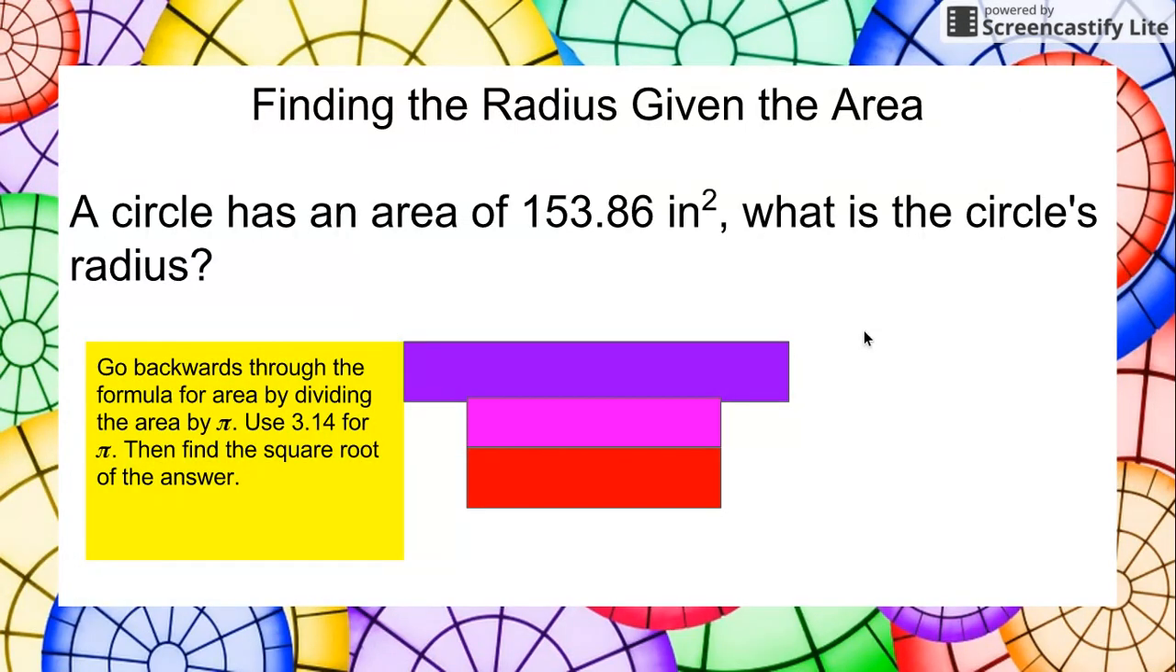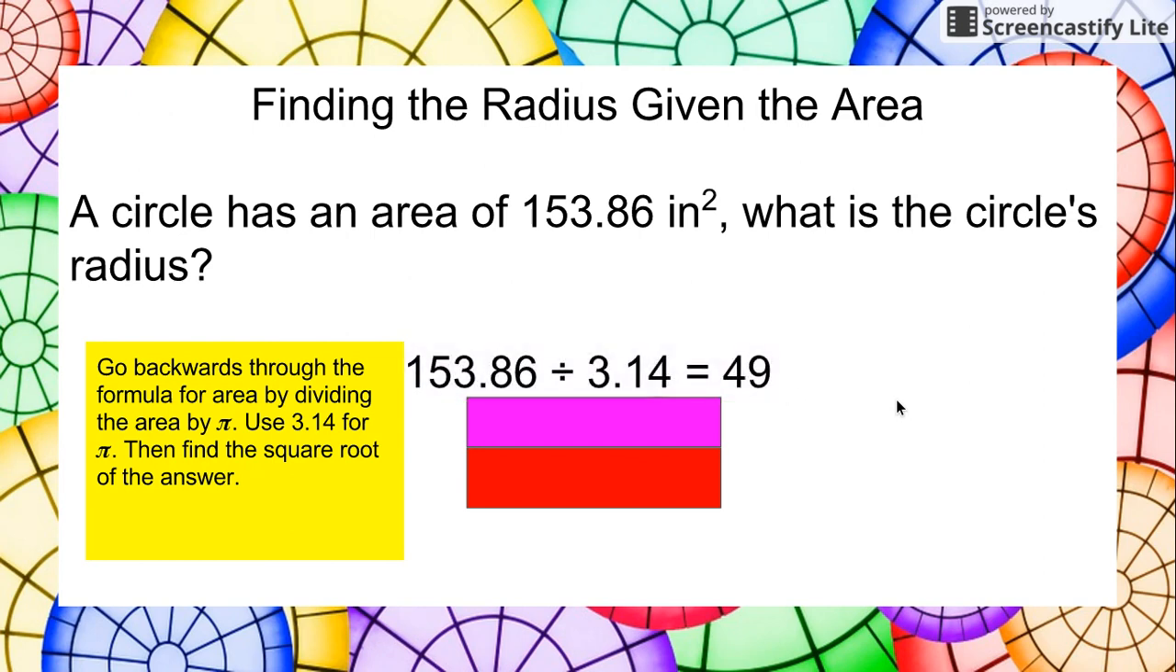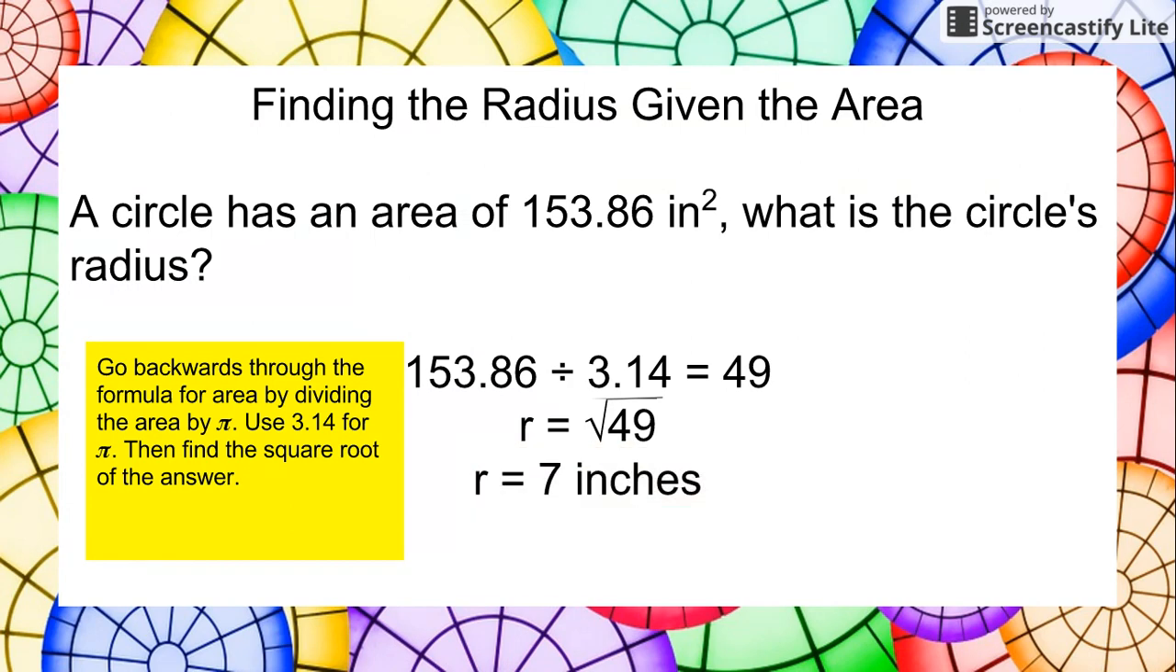So go backwards through the formula for area by dividing the area by pi. Use 3.14 for pi. Then find the square root of that answer. That will give us the radius. So in this problem, we would do 153.86 divided by 3.14, which gives us 49. Then we would find the square root of 49, or what number times itself is 49, which we've been working on through Skill Builders. We would find that the answer is 7 inches.